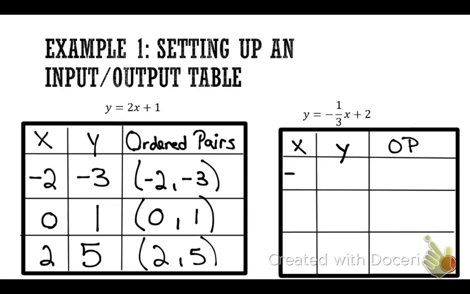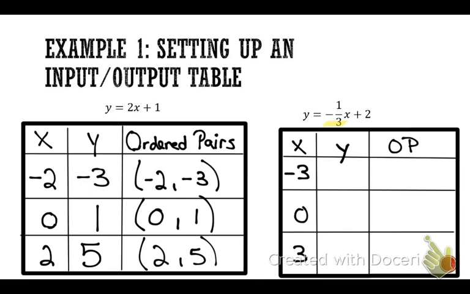I will choose a multiple of the denominator. So if the denominator is 3, I'm going to choose -3, 0, and 3. If the denominator is 5, I'm going to choose -5, 0, and 5. What if the denominator is 4? -4, 0, and 4. Okay, because that way I'm not going to have a fraction for y. I don't have to deal with that. I don't have to worry about it.